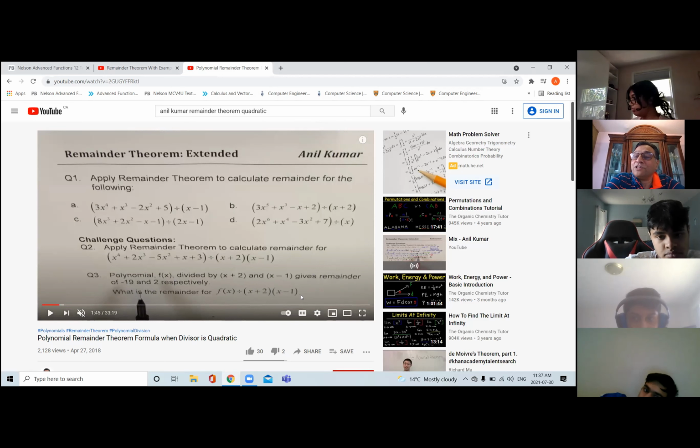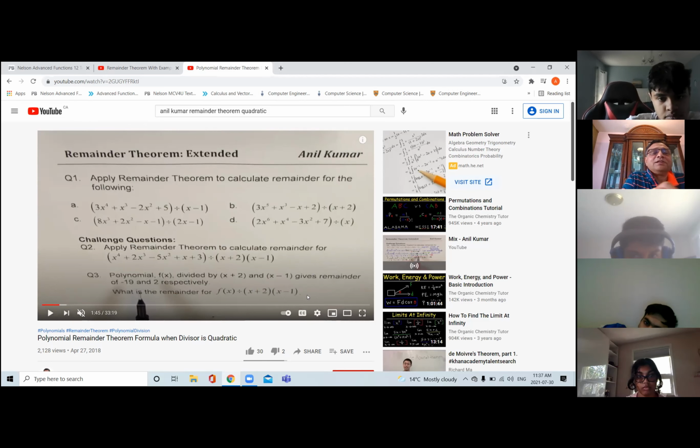Correct. So now how will you answer this question? Sir, they already given you the remainder. Yes, tell me. They use the word respectively. So f of minus 2 gives you negative 19 and f of 1 gives you 2. So negative 19 will be equal to, you get this when you divide by x plus 2, that means minus 2a plus b. One equation.